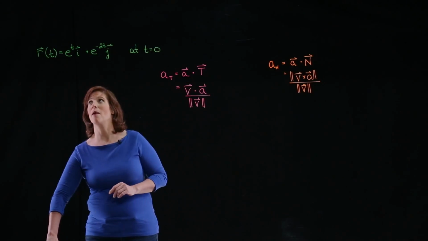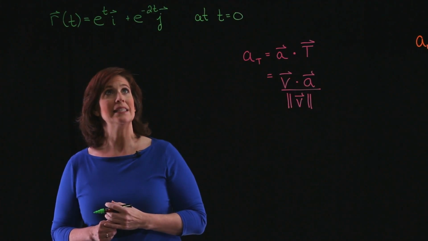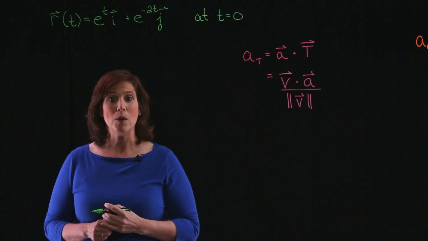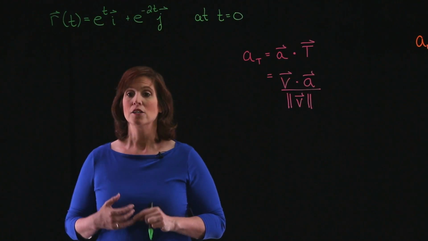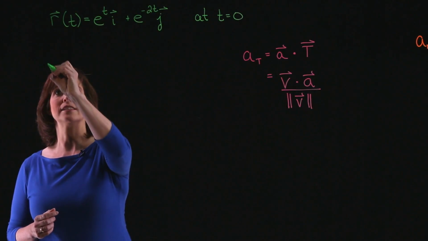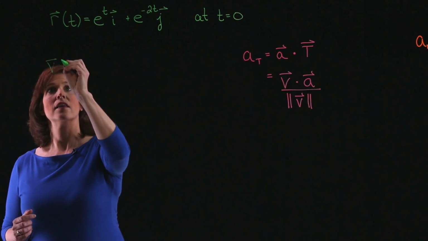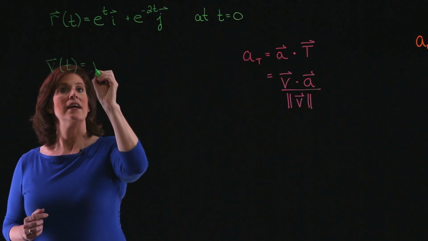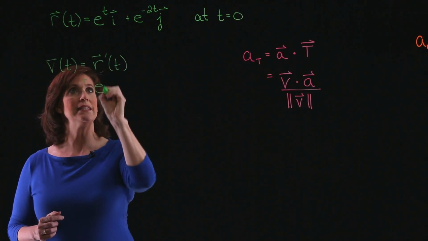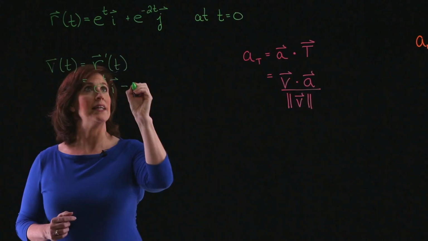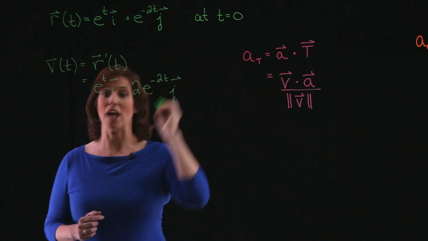So for this particular problem, we have a particle moving along the path e to the t i plus e to the minus 2t j. And we want to find the tangential and the normal components of the acceleration. So first of all, let's go ahead and find the velocity vector. The velocity vector is r prime of t, which in this case will be e to the t i minus 2e to the minus 2t times my vector j.